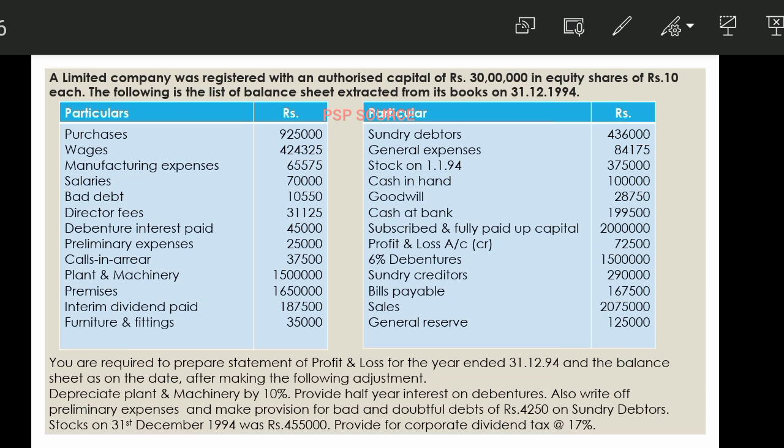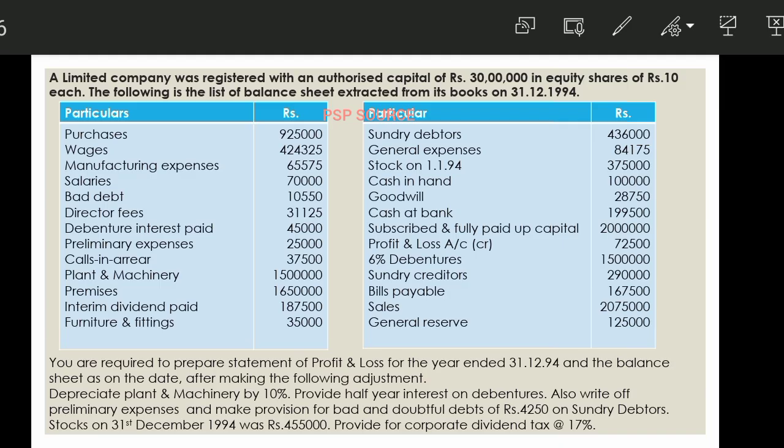Purchase given. Purchase means material related expenses, so it comes under cost of goods sold. Wages come under employee benefit expenses. Manufacturing expenses come under other expenses. Salaries come under employee benefit expenses. Bad debt comes under other expenses. Next, director fees come under other expenses. Debenture interest paid is an interest related expense.